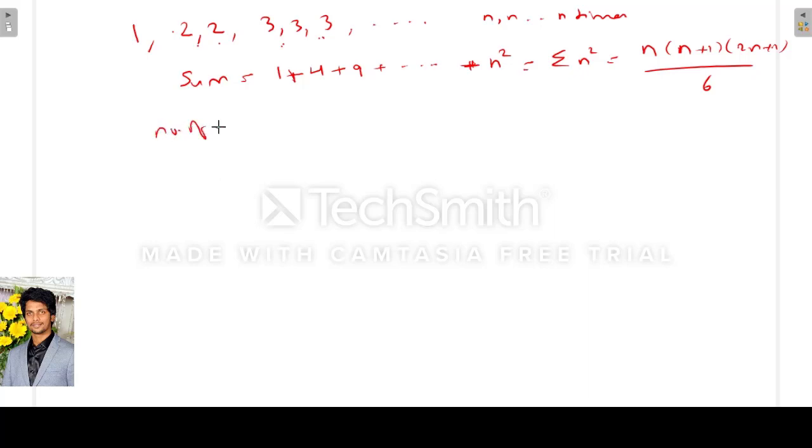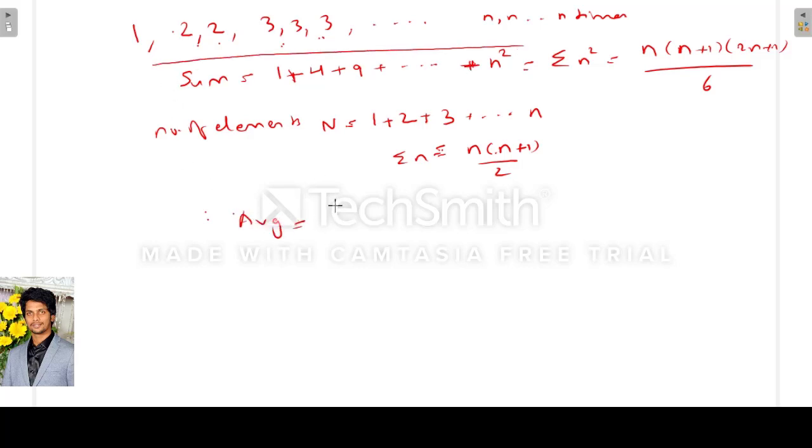Now the number of elements: 1 plus 2 is there for 2 times, plus 3 is there for 3 times, like that till n is there for n times. It is nothing but the sum of n natural numbers, so the number of elements is n into n plus 1 by 2. Therefore the average of this group of numbers is sum by number of elements: n into n plus 1 into 2n plus 1 by 6, divided by n into n plus 1 by 2. So n into n plus 1 cancels, and 2 sixes are 3. Therefore the average of this pattern is 2n plus 1 by 3.